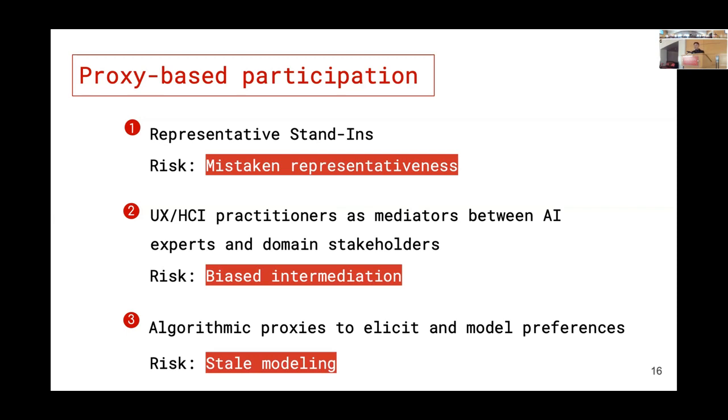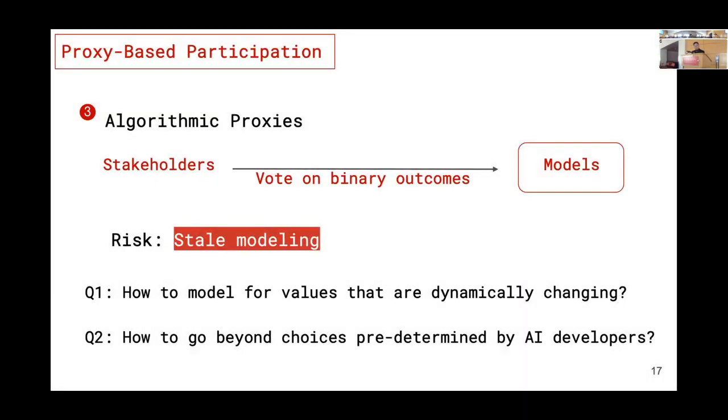We don't have the time to get into the first 2 today, but you can read the paper for more details. In particular, we found that algorithmic proxies encompass a significant subset of participatory methods from our corpus. The assumption underlying this approach, informed by social choice theory, holds that a predictive model trained on people's preferences is functionally equivalent to those preferences. However, this approach comes with its limitation.